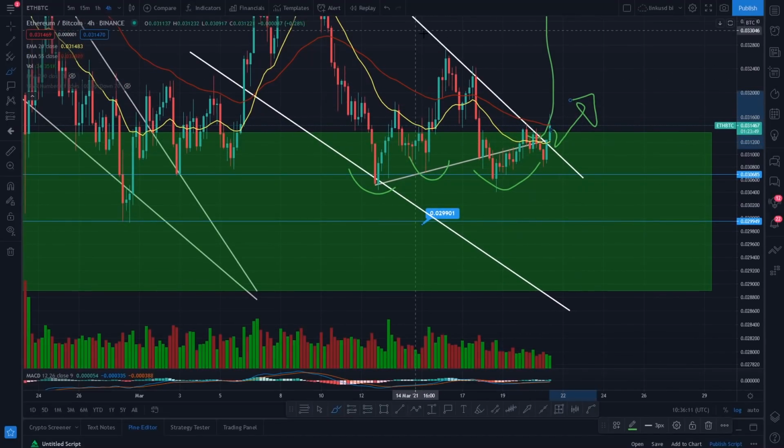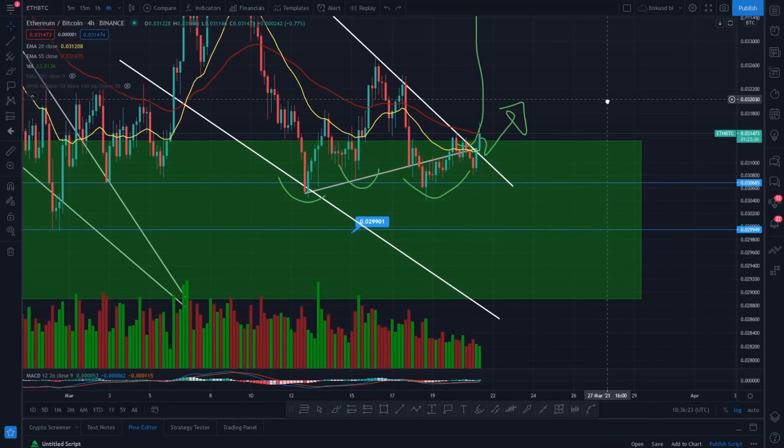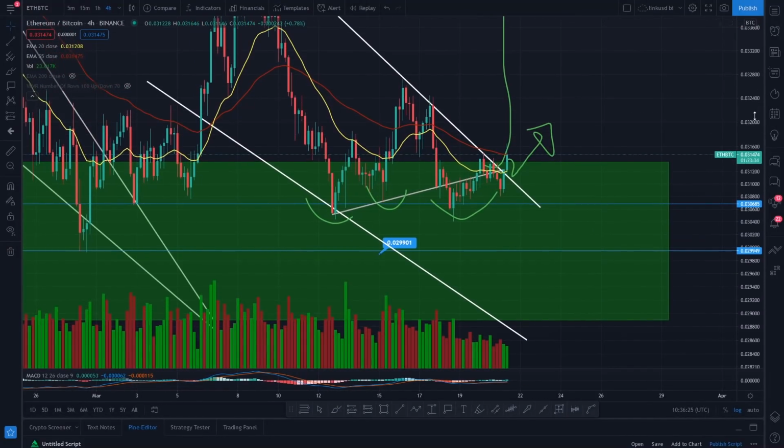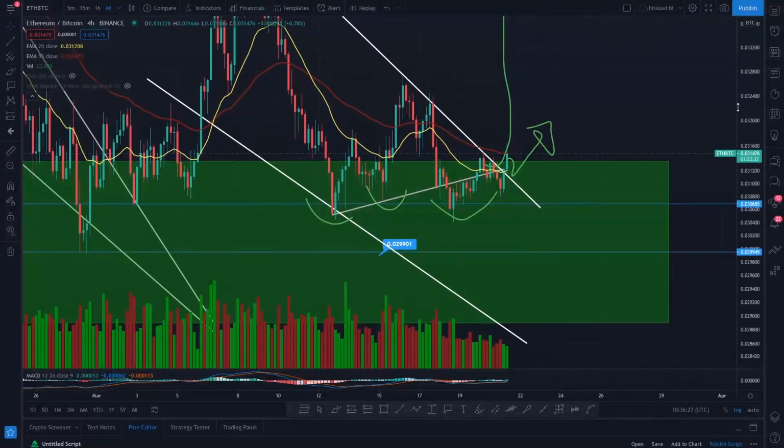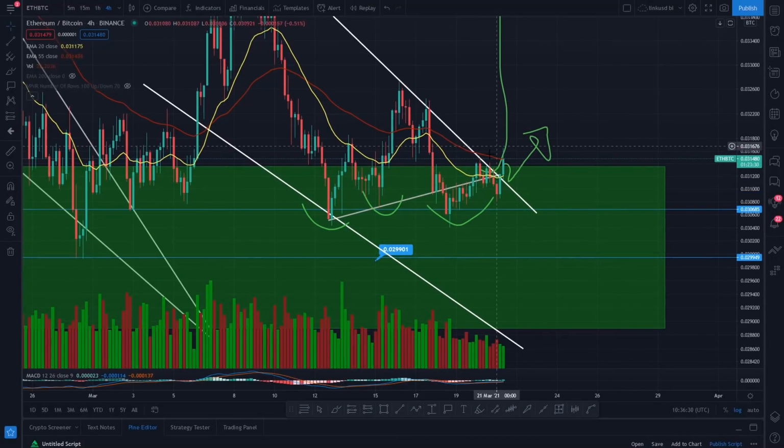We did break out of this falling wedge, which is positive, but as you can see, we pushed up and we got rejected off this 55 EMA. So it is a very important time for alts against Bitcoin, guys. If we take a look at the Bitcoin dominance chart in a moment and see what's going on in there. But for Ethereum versus Bitcoin, watch this space. Anything is capable. This is a 4 hourly time frame.